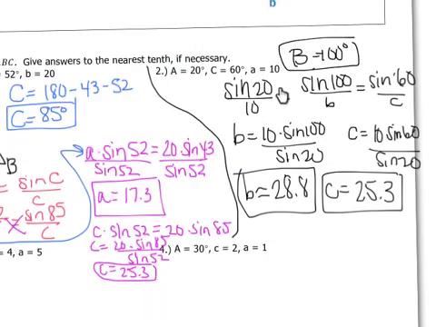Sine of 20 degrees over 10 is equal to sine of 100 over B is equal to sine of 60 over C. Cross multiply the first two. We should be getting 28.8 for B. Cross multiply the second two. We should be getting 25.3 for C.